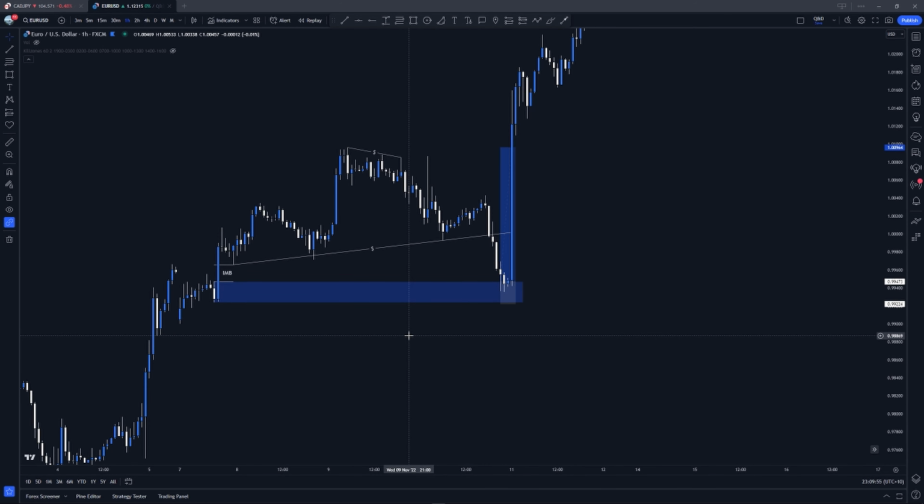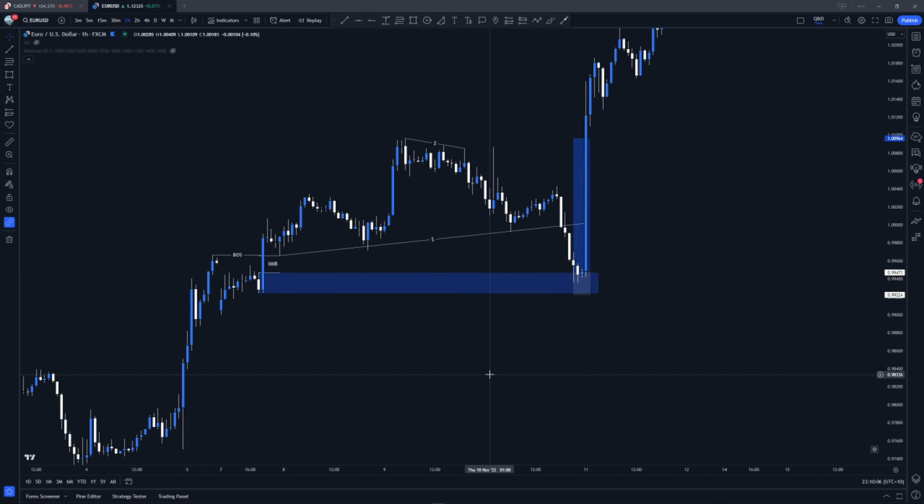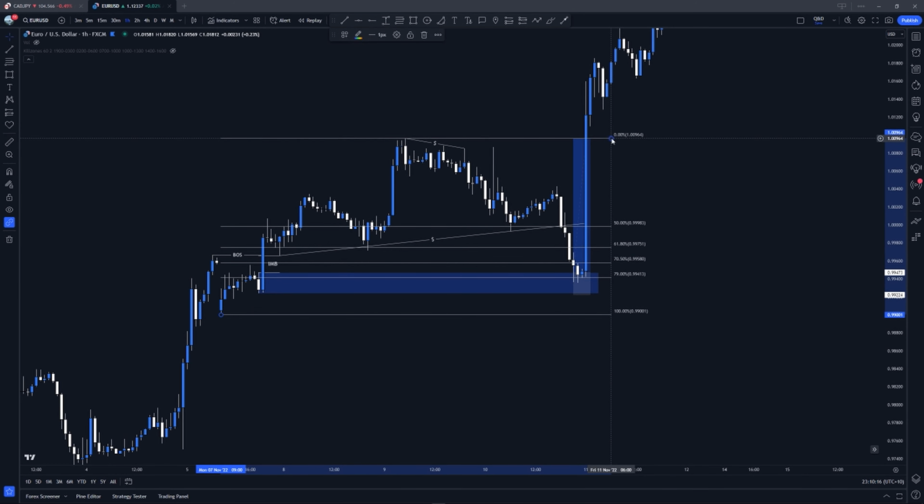All right, so now going over the 6180 fib level, also known as the golden zone. So as you can see, we've got a break of structure that happened here. So the swing point would be this one here. This is the previous low that took out that high. So this is our swing point here. Now we want to mark that low up and mark to the swing high.